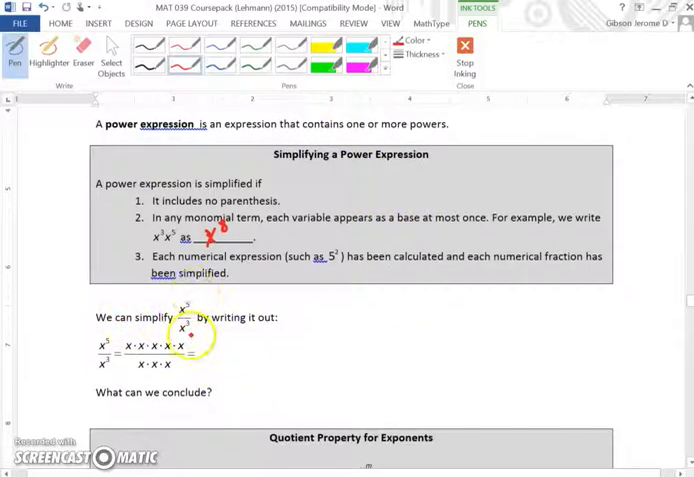Now we can simplify x to the 5th over x to the 3rd by writing it out. Now we write out our 5 x's here and our 3 x's here. Now if you notice, since this is division, we know we can simplify out the x's that match up here. We had 3 x's from the numerator and 3 x's from the denominator that will simplify out. And that would leave in our numerator x squared, and our denominator would leave us 1, because when everything simplifies down here, that's 1. And x squared divided by 1 would just leave us x squared.